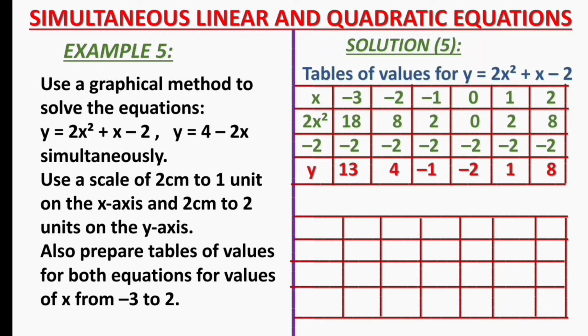Here is the table of values for the first equation, which is y is equal to 2x squared plus x minus 2. From the table of values, we have when x is -3, y is 13. When x is -2, y is 4. When x is -1, y is -1. When x is 0, y is -2. When x is 1, y is 1. And when x is 2, y is 8.